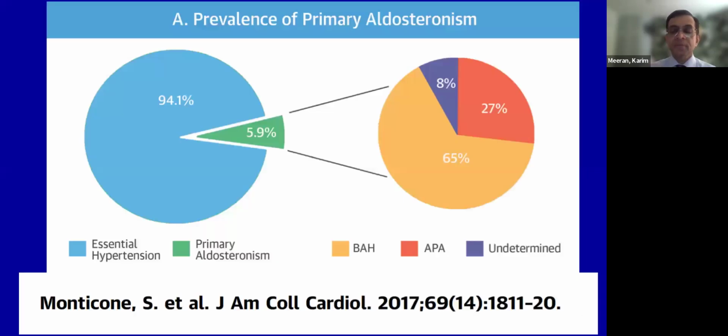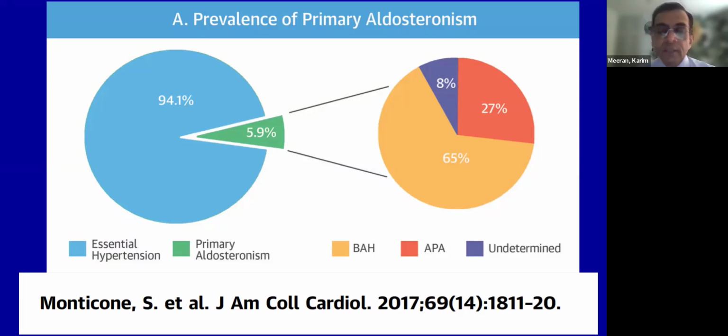Okay, and here's some evidence looking at screening these people. So if you take all people with hypertension, you have got 90-odd% with just essential hypertension, and about 6% who've got Conn syndrome. And within that, 2/3 have got bilateral nodular hyperplasia. That means surgery is not good for them. This is I'm giving you now the gold standard original textbook teaching, because things are going to change, as you're going to hear in the next talk. But essentially, typically, adenoma is only a quarter of them, okay?